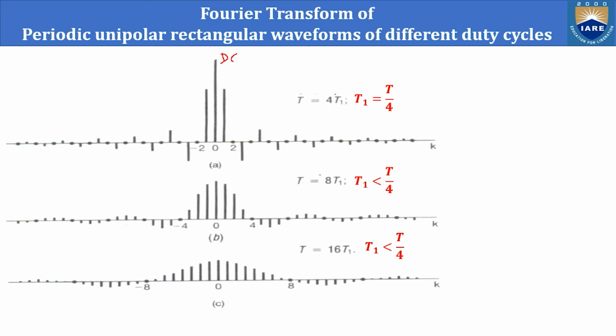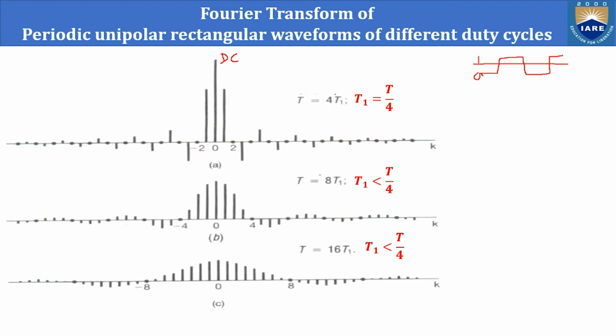This is there because you have a unipolar rectangular waveform, meaning you have a rectangular or square wave. If it is like this, I have 0 here, I have 1 here. It is not a bipolar waveform, so it has a DC value of half of this one, half of the maximum value.